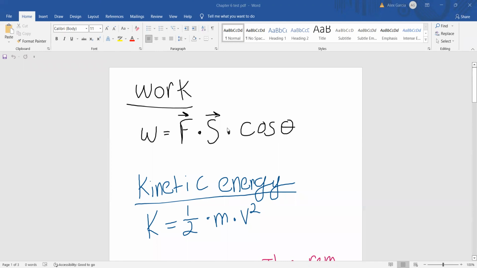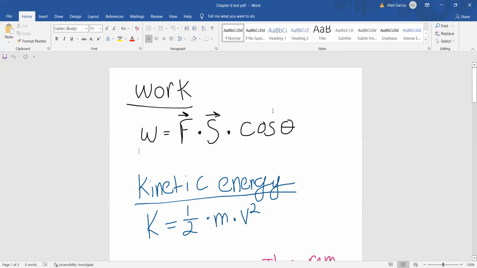So no matter what, you find out which direction your object is going, and then you can find an angle between that and the force applied to it. And then from there, you put that in your cosine. So then you'll have your force times the displacement times the cosine of the angle between them. And again, if there's no angle between them, that's a cosine of 0, which means that you just multiply them normally.